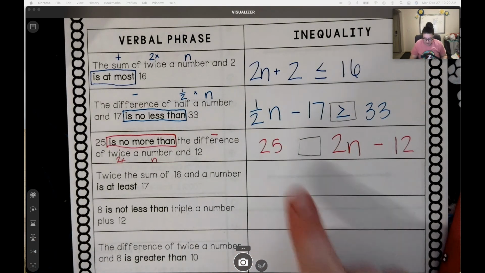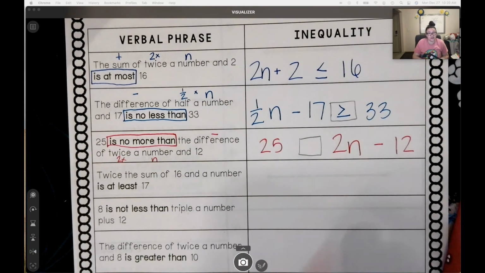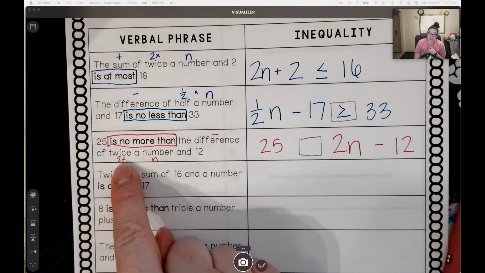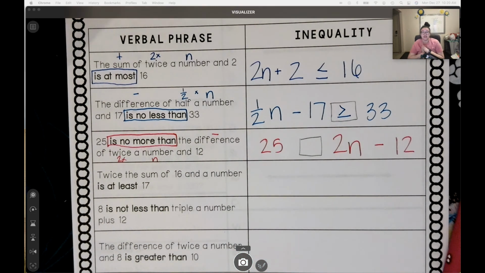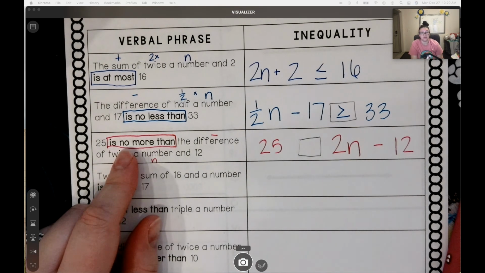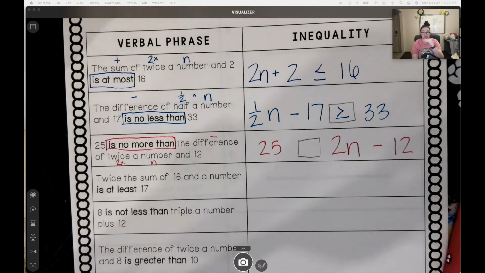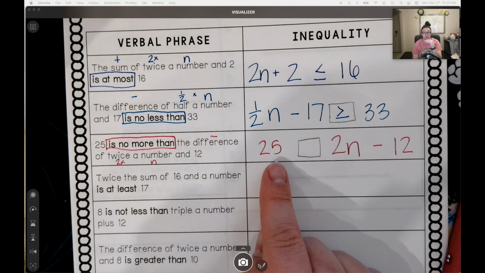Did you get 25 on the left and then 2n minus 12 on the right? Hope so. Difference means to subtract. Twice a number means I take 2 times a number and 12. Now pause the video as you try the inequality on your own. Think to yourself, is no more than 25, or 25 is no more than.